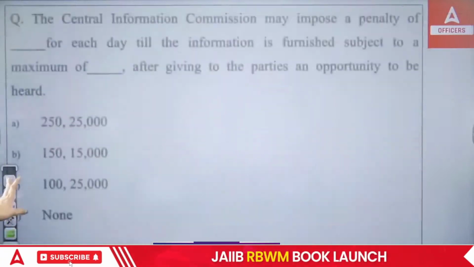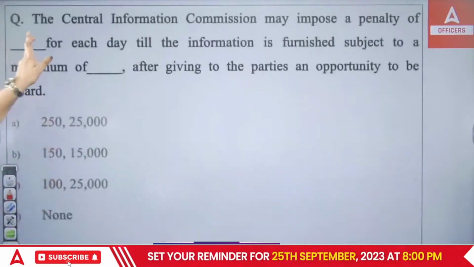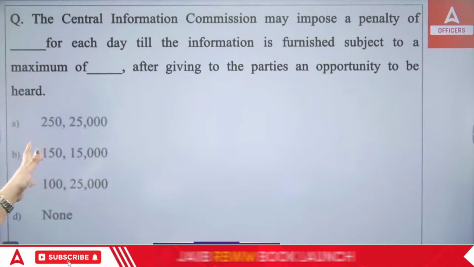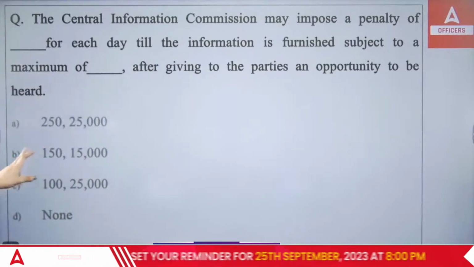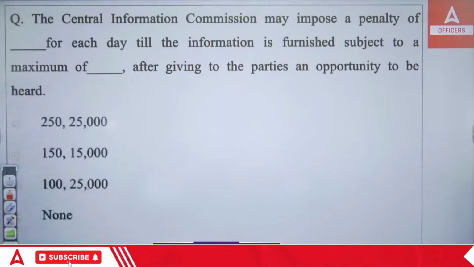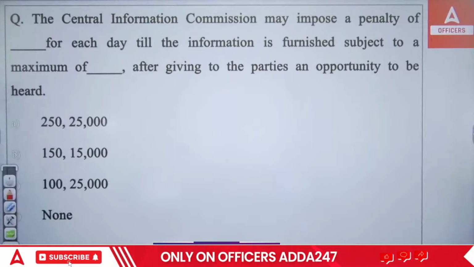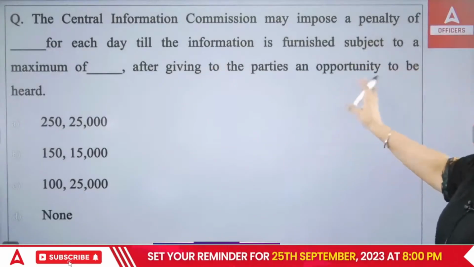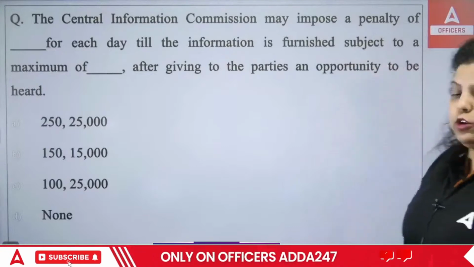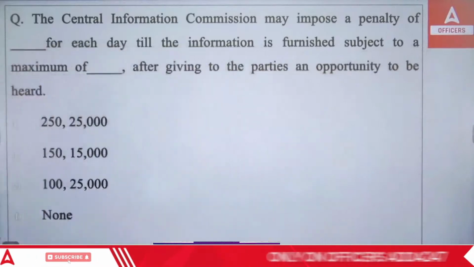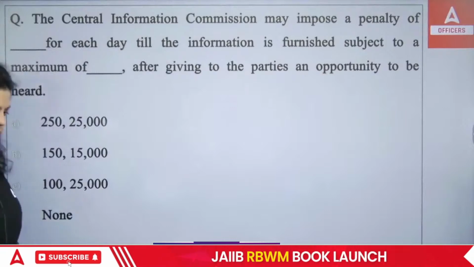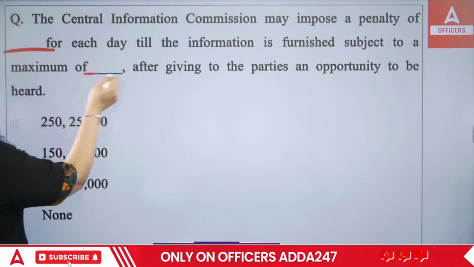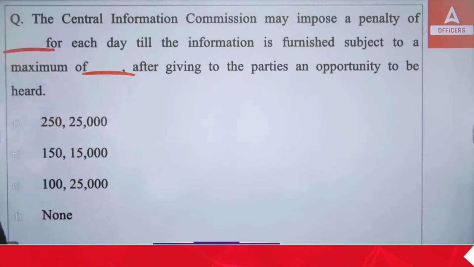Next, the Central Information Commission may impose a penalty of dash for each day till the information is furnished, subject to a maximum of dash, after giving the parties an opportunity to be heard. So the Central Information Commission will impose a penalty per day if the information has not been furnished within a certain duration, with a maximum penalty given after the parties have an opportunity to be heard. The options are 250 and 25,000, 150 and 15,000, 100 and 250, 25,000, or none of the above. So what is the per day penalty and what will be the maximum penalty that will be charged by the Central Information Commission?